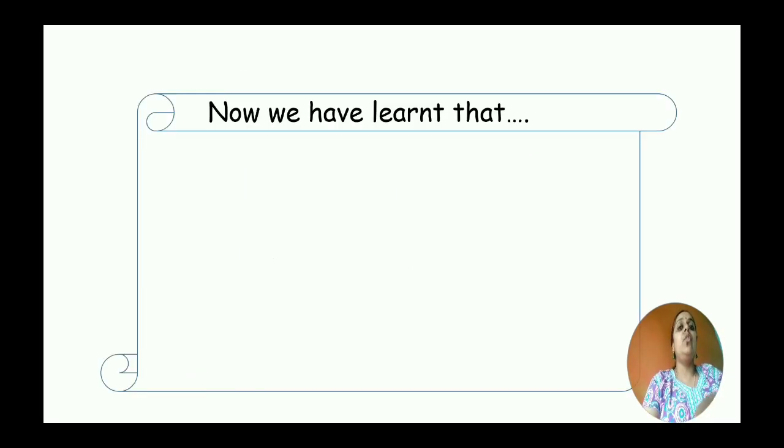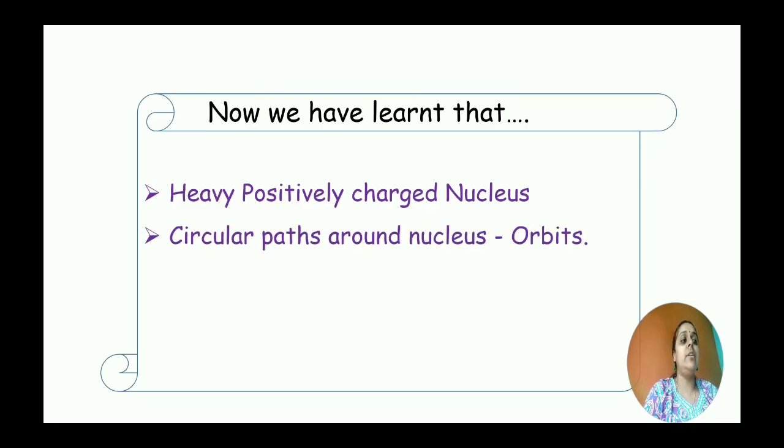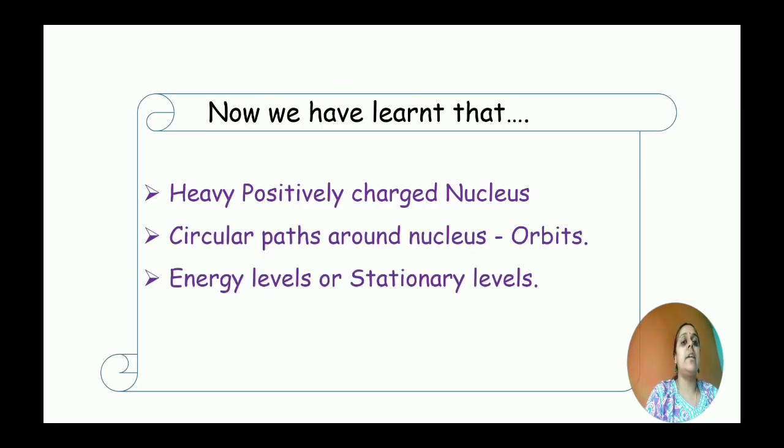In this video, we have learned that an atom consists of a heavy positively charged nucleus in the center. Electrons revolve in circular paths around the nucleus called orbits. Orbits are also called energy levels or stationary states, and this accounts for the stability of atoms.